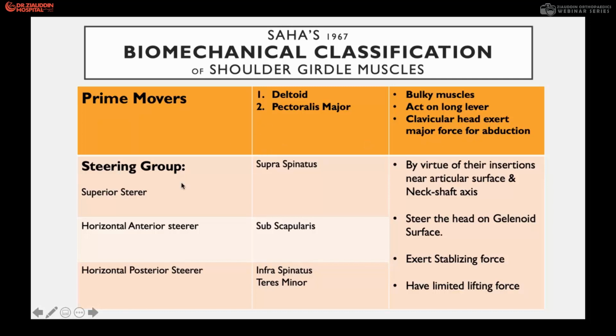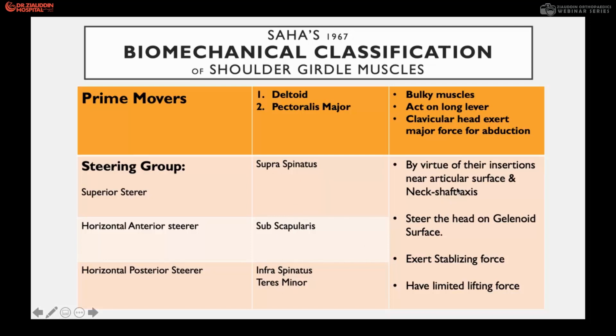Then since this is a ball and socket joint, it needs a steering group which mobilizes or rotates the muscles and stabilizes as well. This steering group includes the superior glider, horizontal anterior, and horizontal posterior glider. They are the muscles called supraspinatus, subscapularis, infraspinatus, and teres major.